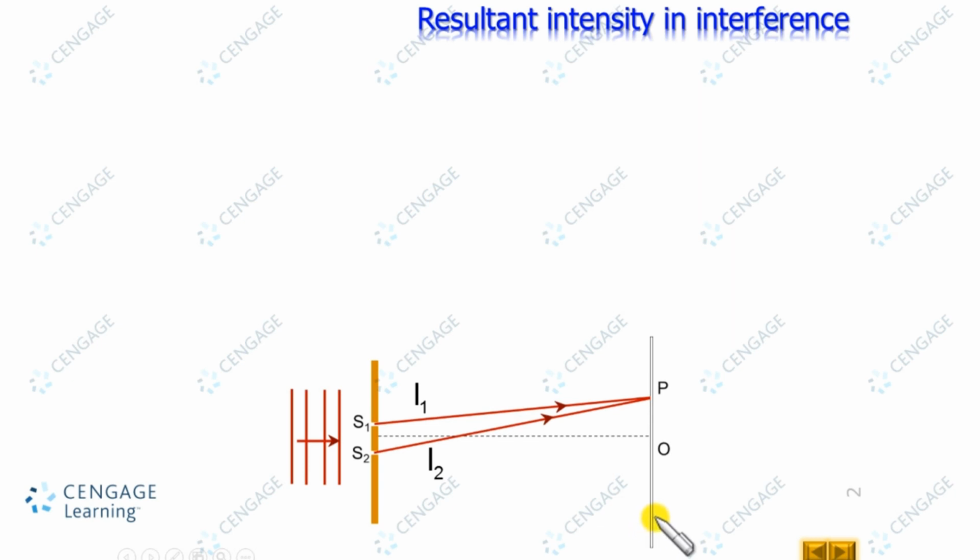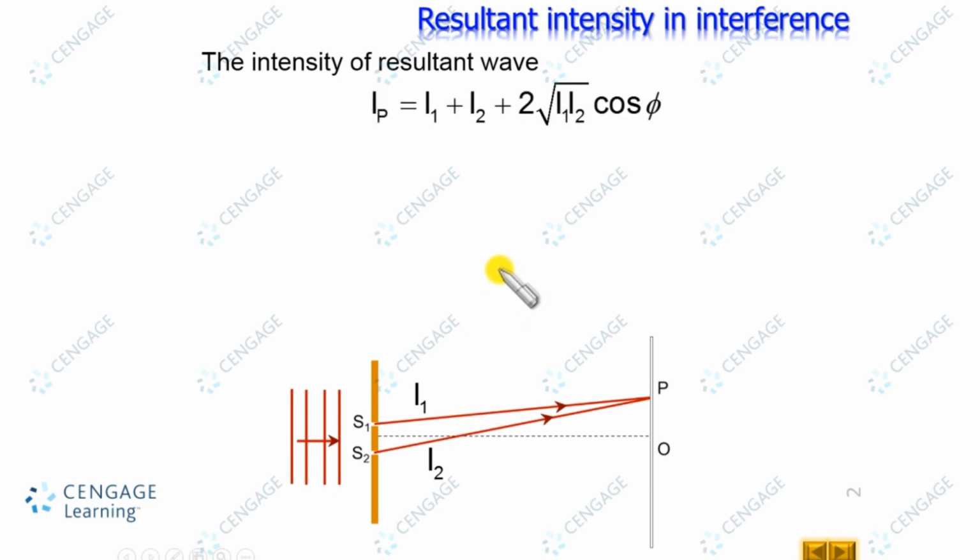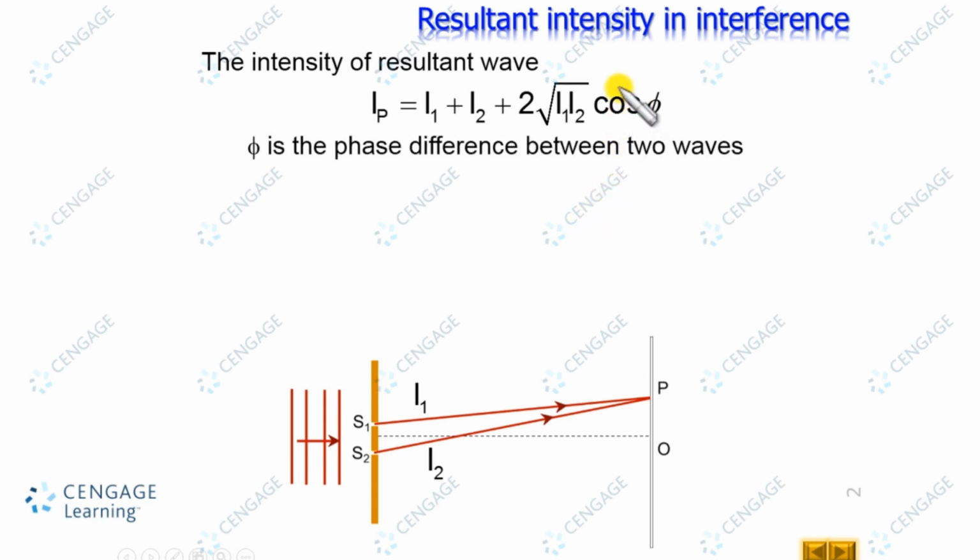If you are interested to find the intensity at point P and if we know the phase difference between the waves, we can find the resultant intensity of the wave. That is, IP equal to I1 plus I2 plus 2 under root I1 I2 cos phi. As we discussed, phi is the phase difference between two waves. And we know the minimum and maximum value of cos phi is minus 1 to plus 1. Maximum value is plus 1 and minimum value is minus 1.